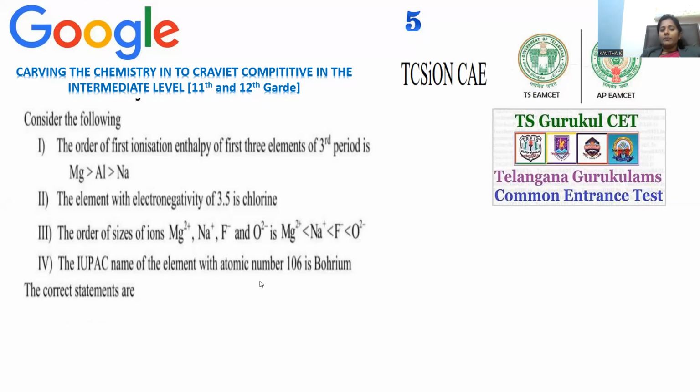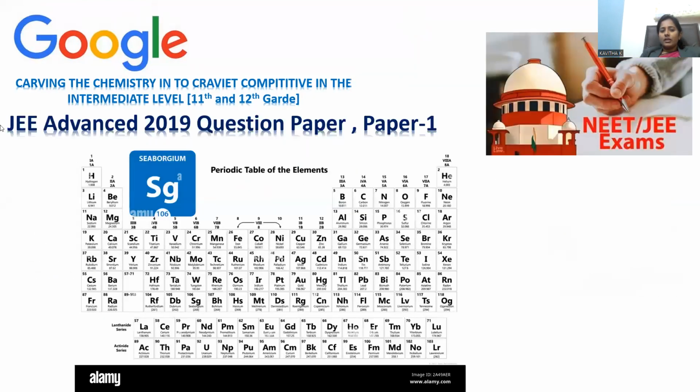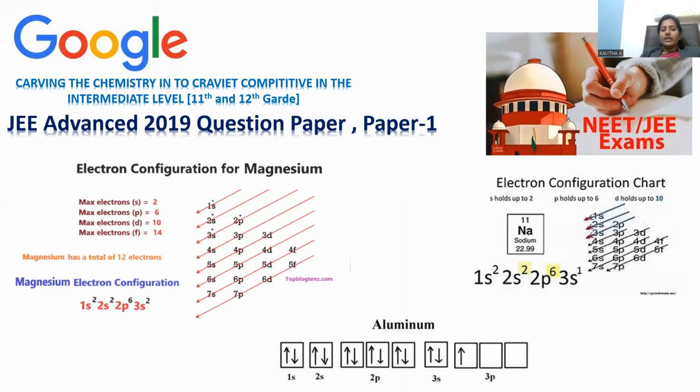But the IUPAC name of the element 106 as borium is the wrong one, because let me show. Okay. So the element with atomic number 106 is seaborgium. Seaborgium is the right answer. Bohrium's atomic number is 107. Okay. So this is the way we can answer.